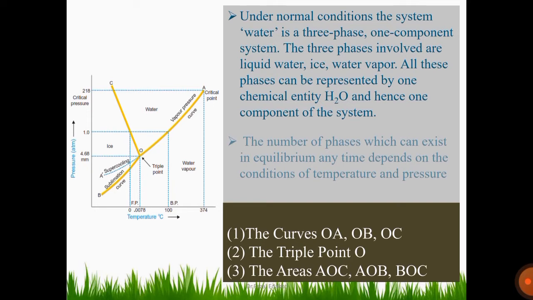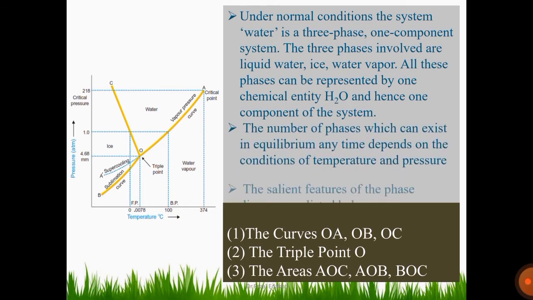So you have to mention how many phases and how many components. The water system is a one component 3 phase system, and the 3 phases involved are liquid water, ice and water vapor. All those phases can be represented by one chemical entity. That's why we call it a one component system. The number of phases which can exist in equilibrium at any time depends on the conditions of temperature and pressure.